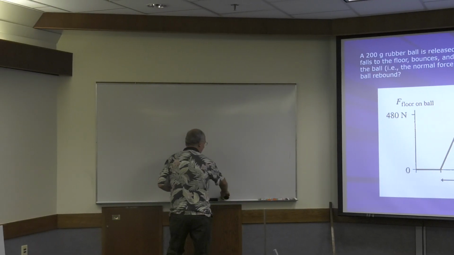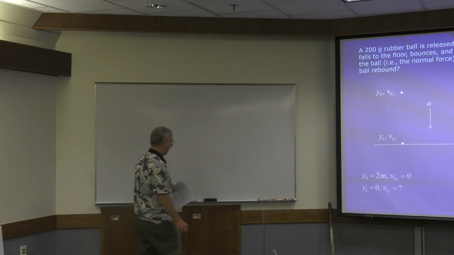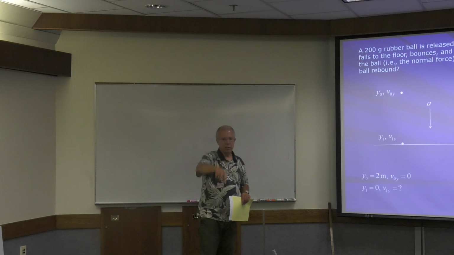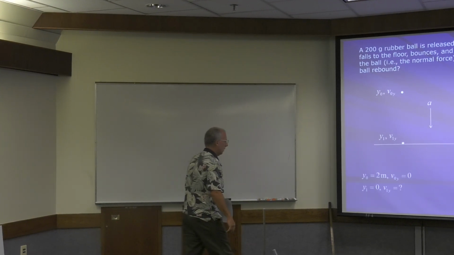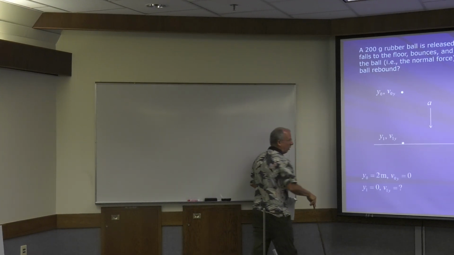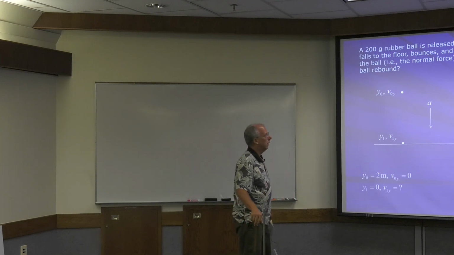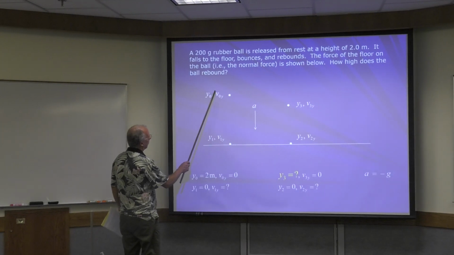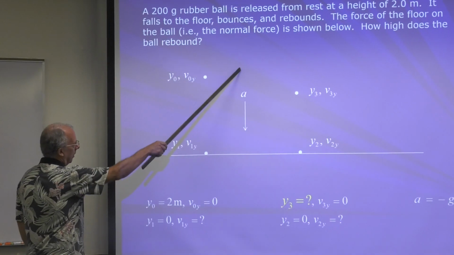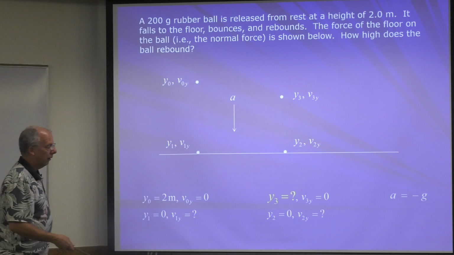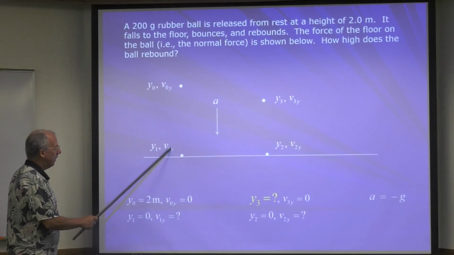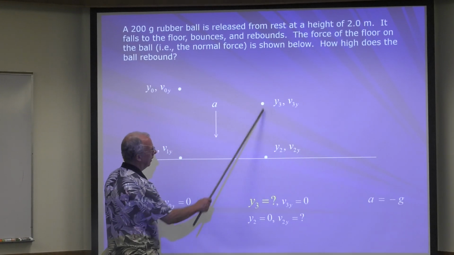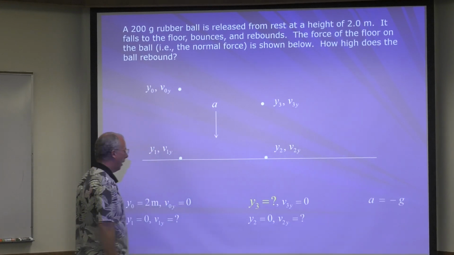All right, so I think I have it drawn. Okay, and this is just a y problem, right? So we don't need any x's. We don't have any time information at all, correct? No time information, so forget about it, right? So here, y0, v0y. The a is this way, just gravity. y1, v1y, that's right before the collision. This is right after the collision. y2, v2y, and then this is y3, v3y.